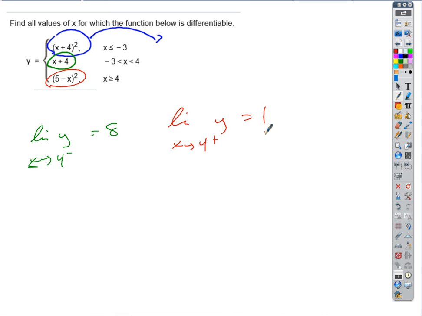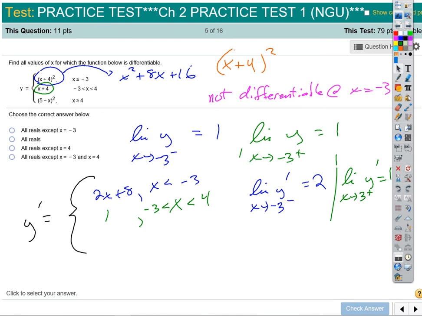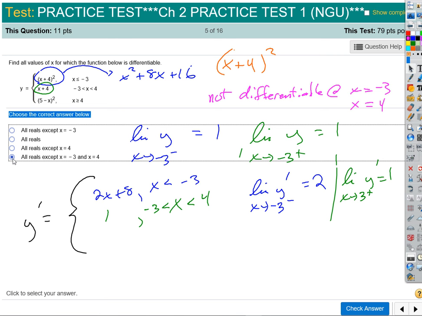There's a break in the function, it's discontinuous, so is it differentiable there? Can't be. Everybody see that? So then our answer is, we'll add to our tally, it's not differentiable at x equals -3, nor is it differentiable at x equals +4. And so what's our solution? Everywhere except at both of those junctions. Okay?